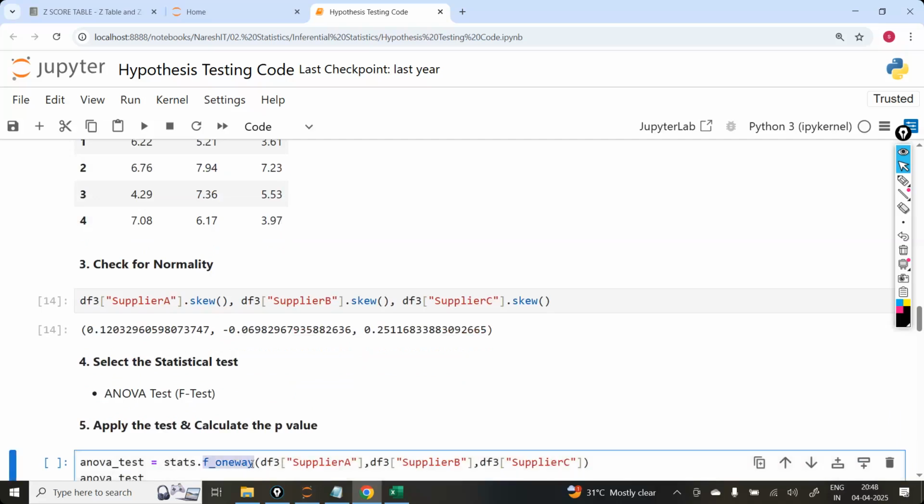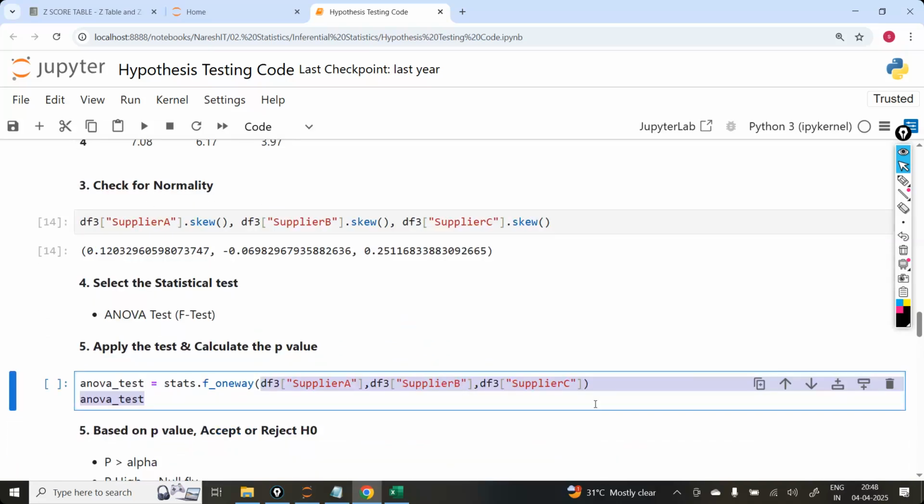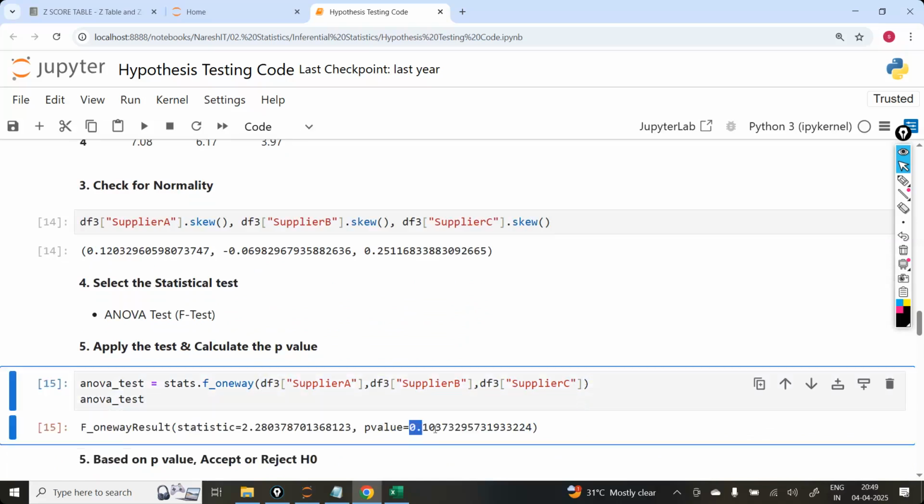F one way. That is the function name. And in that I am going to give the 3 columns. What are the 3 columns? I am going to provide the 3 columns, and it will give the output, what is the p-value? 0.10.